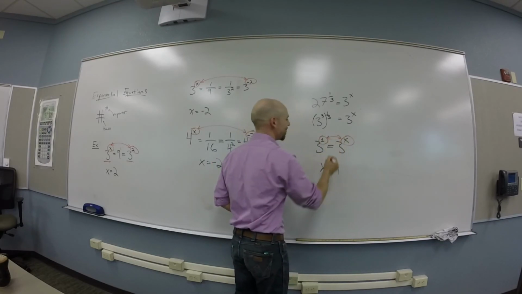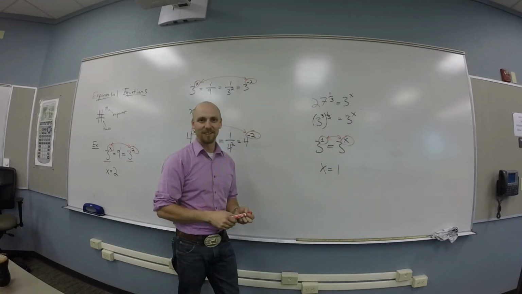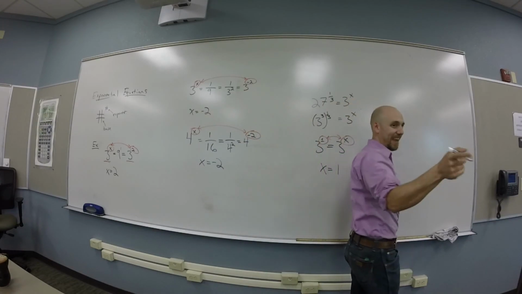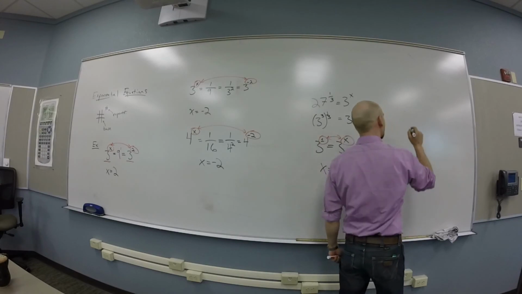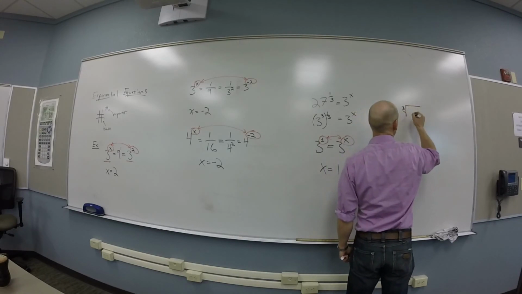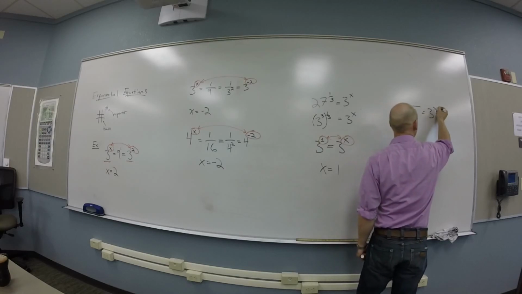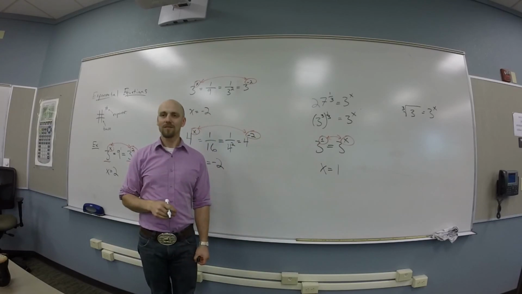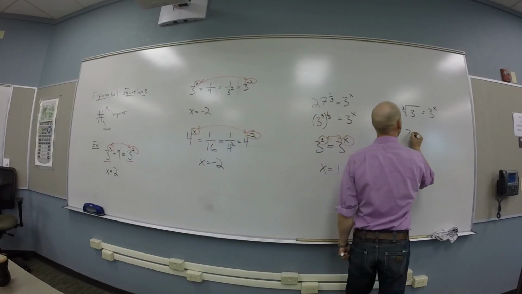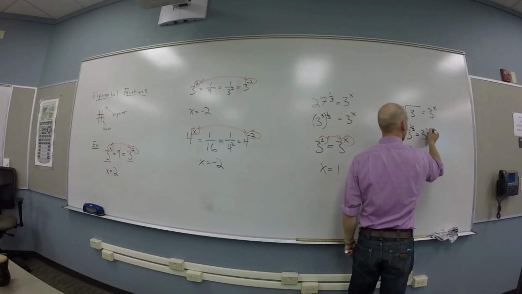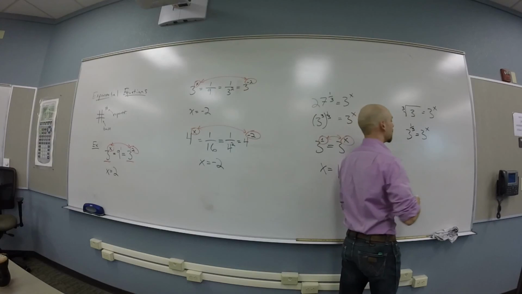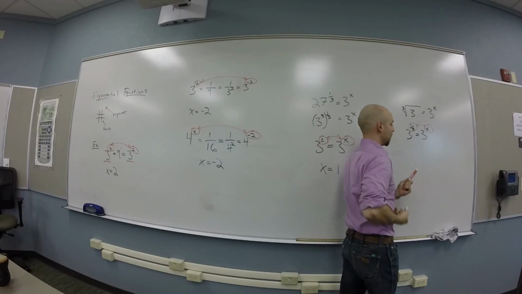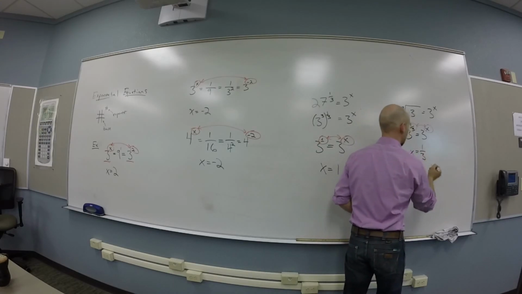You guys want me to give you an easy one that has a fraction as an answer? How about the cube root of 3 is 3 to the x? So that's 3 to the 1/3 power is 3 to the x, and the exponents have to be the same. So I find out that x is 1/3. Yay. See that?